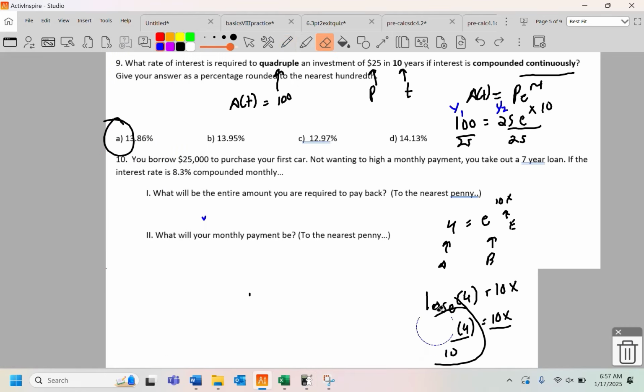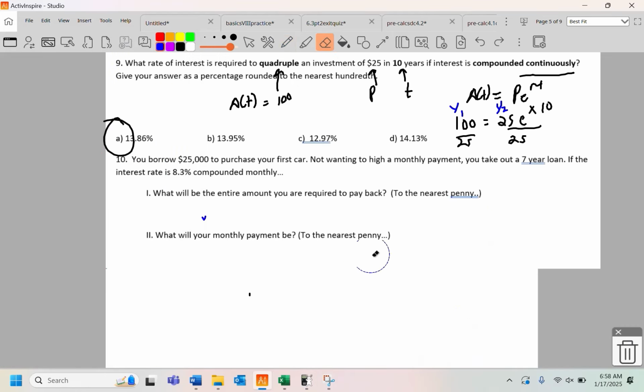All right, you're about to buy a car and you're going to borrow 25 grand. You're going to take out a 7-year loan. The interest is compounded monthly and the rate is 8.3%. So r is 0.083. Monthly, there are 12 months in a year. Time is 7. And here is your principal.